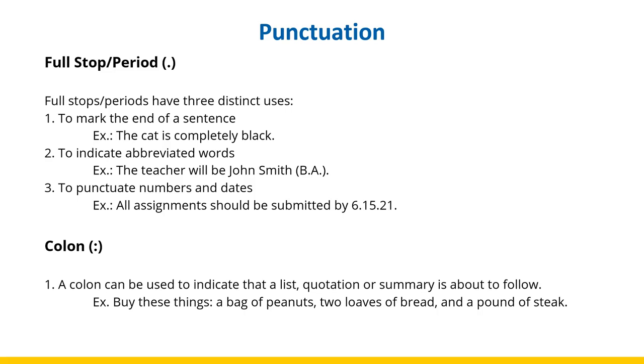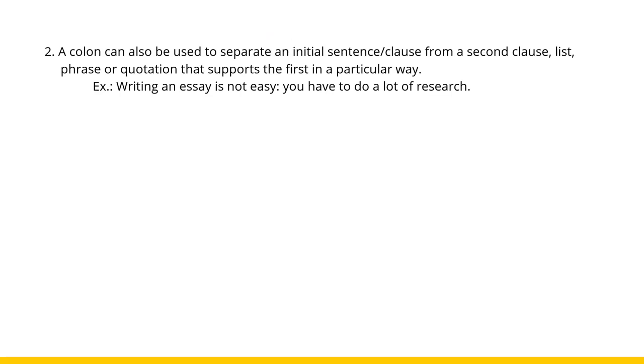And the next punctuation we have is a colon. A colon can be used to indicate that a list, quotation, or summary is about to follow. So for example: Buy these things: a bag of peanuts, 2 loaves of bread, and a pound of steak. So do you see how we have the colon after "buy these things," and then a list? Here we have a list of 3 items: a bag of peanuts, 2 loaves of bread, and a pound of steak. So that's when we use a colon in the first case.